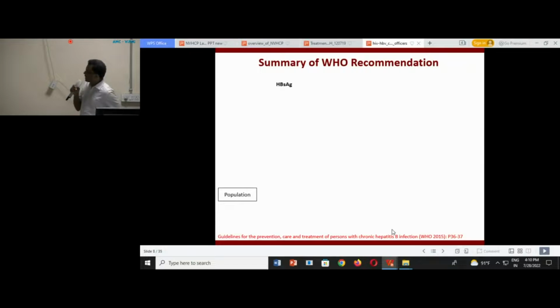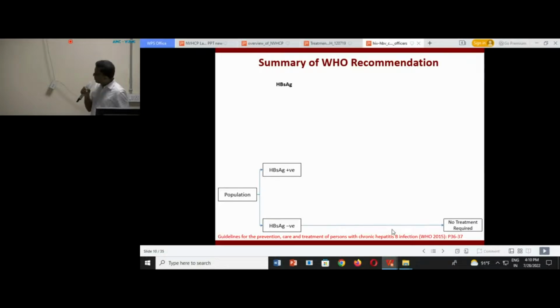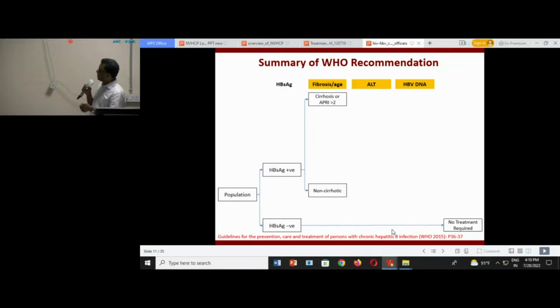So just keep an eye on this whole chart. This is a simple thing, but very useful, recommended by WHO. So we screen the population, HBsAg positive or negative. If negative, no treatment. If positive, again like hepatitis C, we look for cirrhosis or no cirrhosis, based on APRI test or ultrasound to detect cirrhosis.